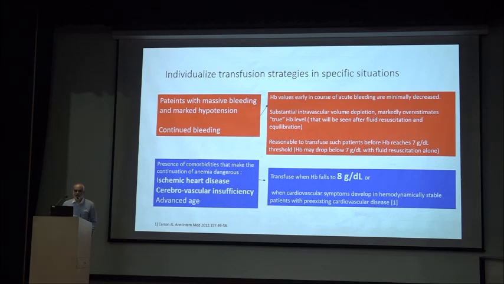And there are patients who have comorbidities that make the continuation of anemia dangerous for their underlying condition, for example ischemic heart disease, cerebrovascular insufficiency, or advanced age, meaning more than 70 or 80 years. In such cases it may be reasonable to transfuse when hemoglobin falls to 8 rather than wait for 7, or when cardiovascular symptoms develop in hemodynamically stable patients with pre-existing cardiovascular diseases.